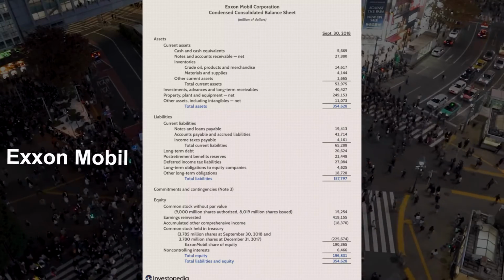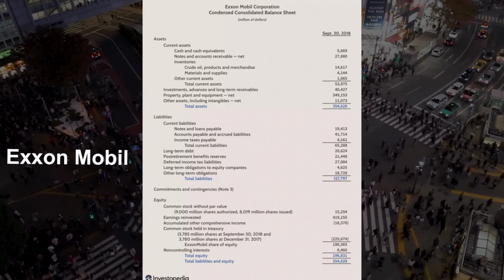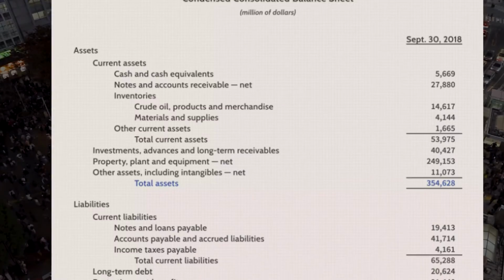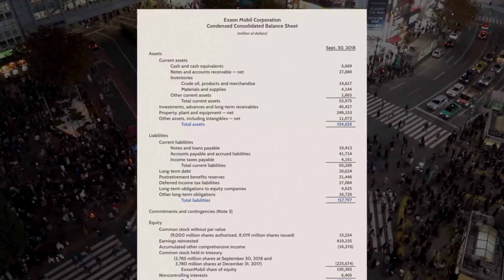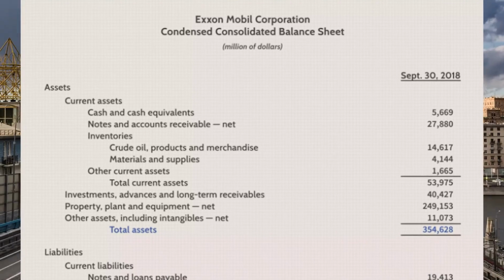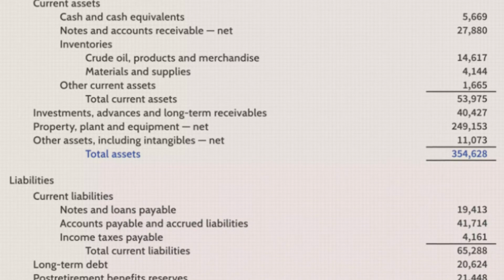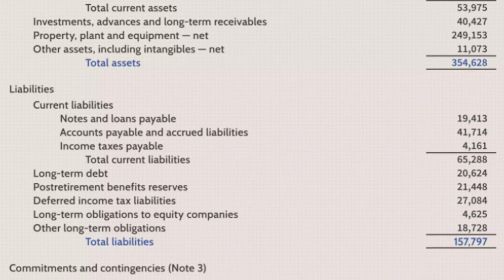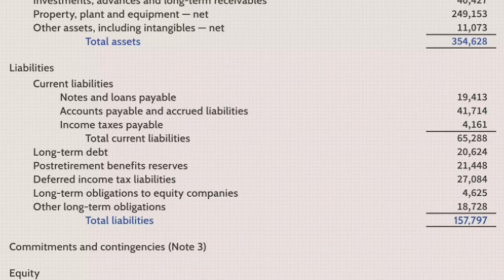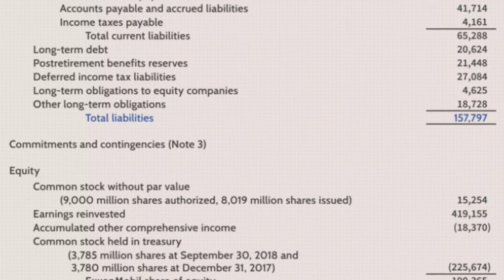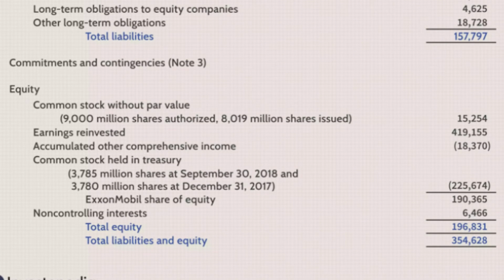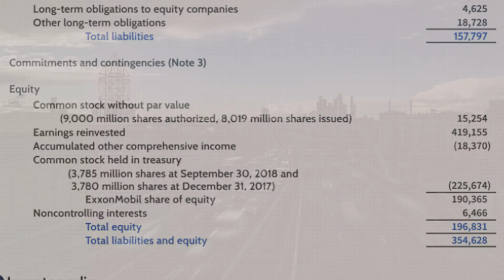Example of a balance sheet. The image below is an example of a balance sheet from ExxonMobil, XOM, from September 2018. You can see there are 3 sections on the sheet. The assets for the period total $354,628. If you add up the company's total liabilities, $157,797, and its shareholder equity, $196,831, you get a final total of $354,628, the same as the total assets.